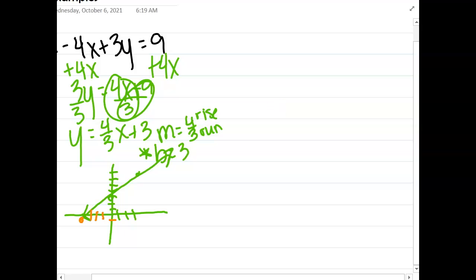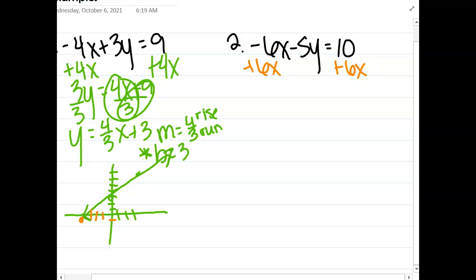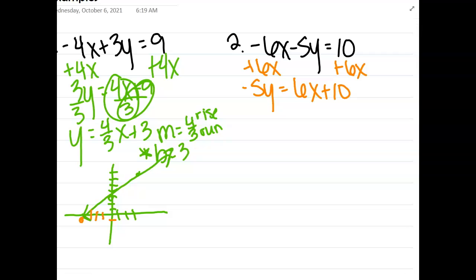Okay, let's try another one. Number 2. Negative 6x minus 5y equals 10. Okay, first thing, it absolutely has to be y equals. So I'm going to move the x term. I'm going to add 6x to both sides. So you'd have negative 5y equals 6x plus 10. And then to get rid of the negative 5, we would divide by negative 5.